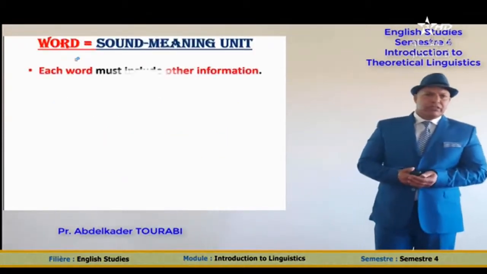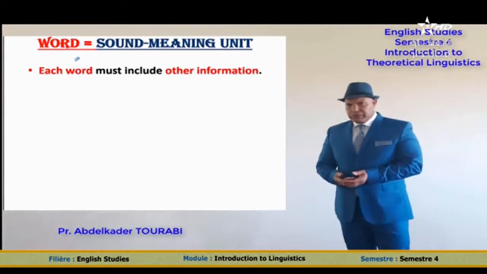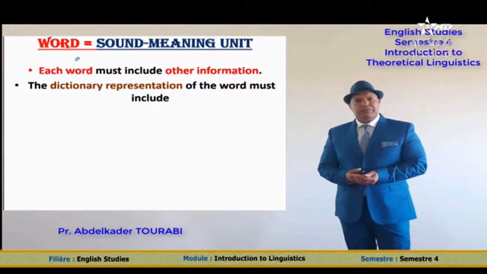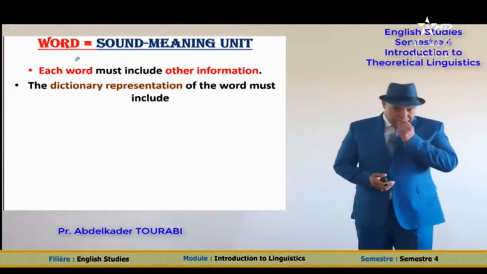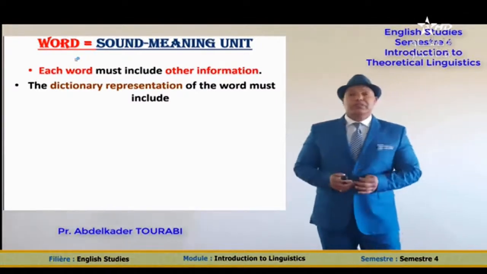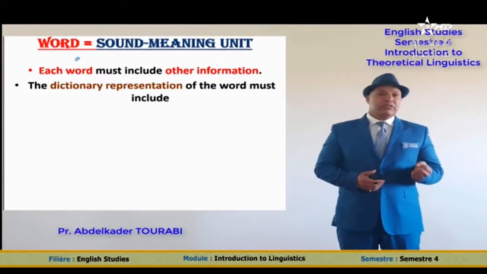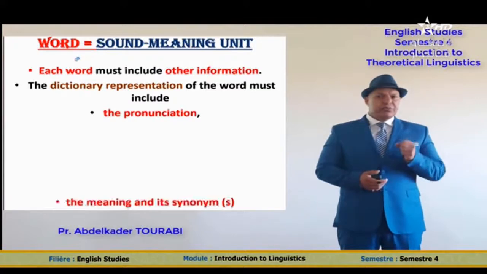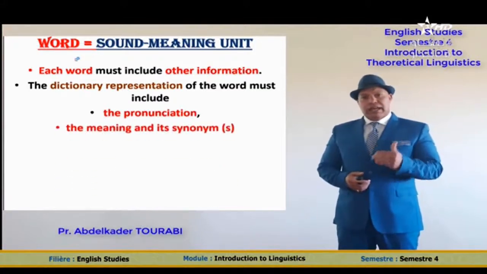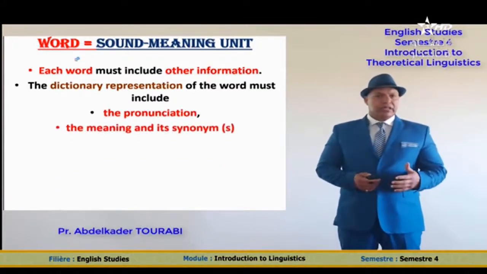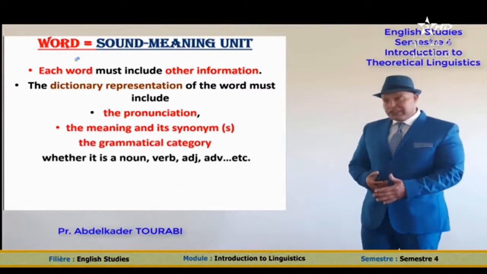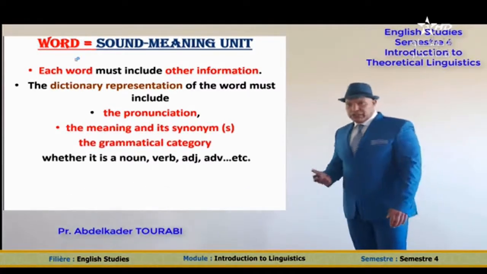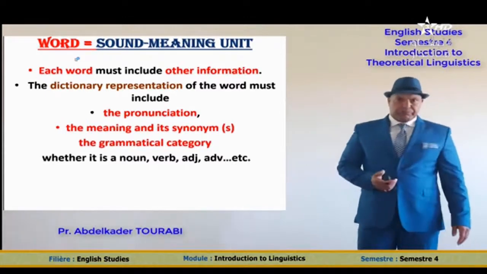Each word must include other information. The dictionary representation of the word must include, if you go to the dictionary and look for a word, the pronunciation of the word, then the meaning and its synonyms. And the third piece of information is the grammatical category, whether it is a noun, verb, adjective, or adverb.